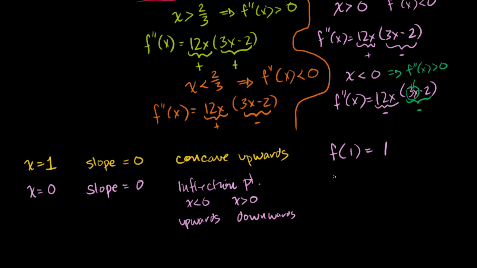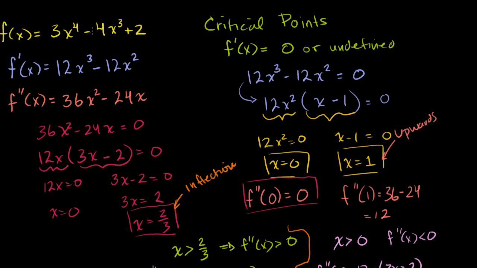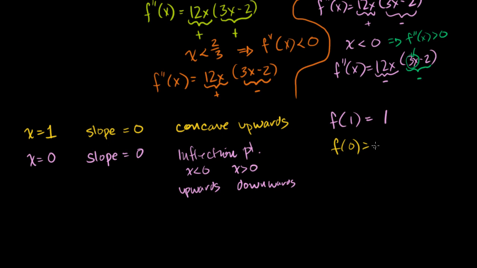And then what is f of 0? Just so we know, so we want to graph that point. F of 0, this is easy. 3 times 0 minus 4 times 0 plus 2. Well, that's just 2. F of 0 is 2. And then finally, we've got the point x is equal to 2/3. Let me do that in another color.